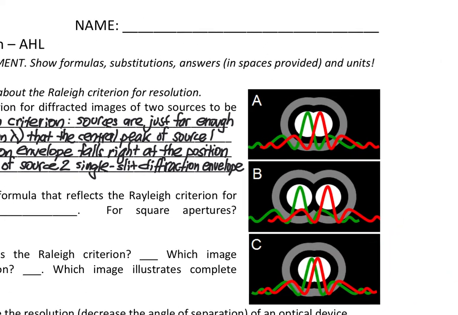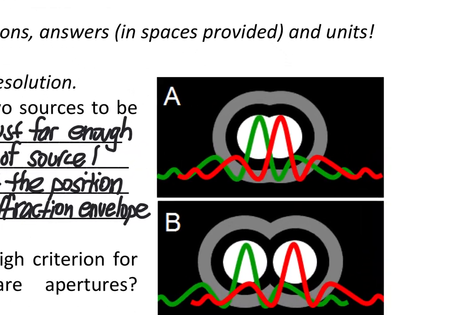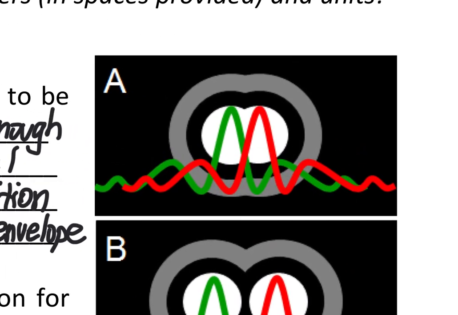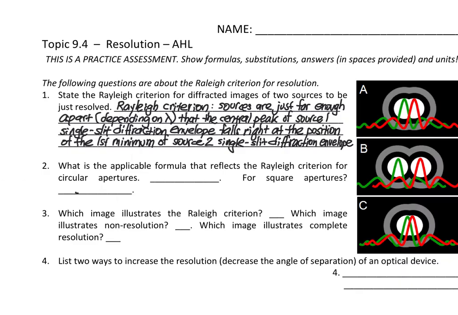But at any rate, let's take a look at picture A. Picture A is what I'm talking about. We can see that the central maximum of the green peak falls right squarely at the first minimum of the red pattern, and the red peak falls just squarely inside the first minimum of the green pattern. This, of course, depends on the wavelength of the light and also the size of the opening for each source.